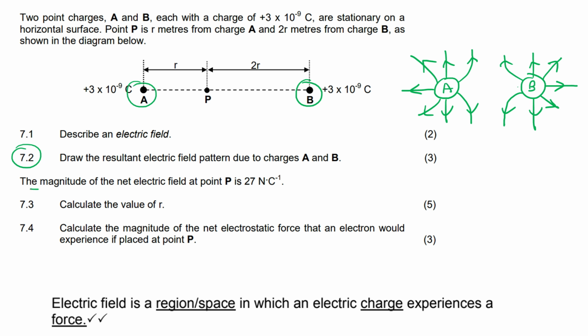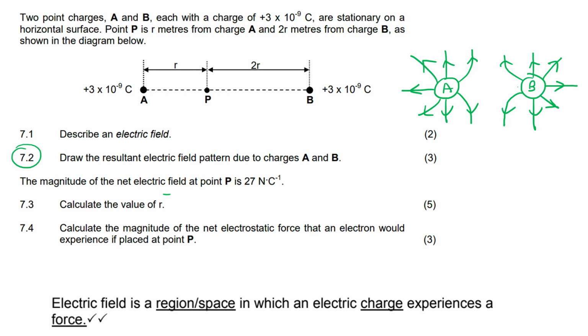Now it says the magnitude of the net electric field. Okay, so that's not the electrostatic force, that is the electric field. You know from the formula E equals kq over r squared, we're talking about that one. They're telling us at point P it is going to be 27. Okay, and that is because of this one and this one. The overall effect is having 27. So this question, for 5 marks, is to calculate the value of r.